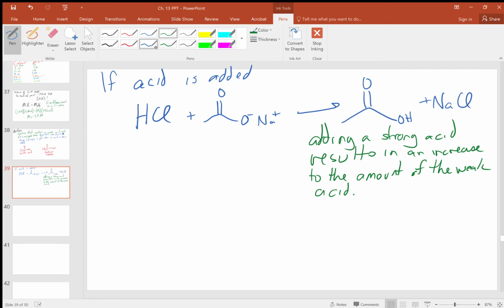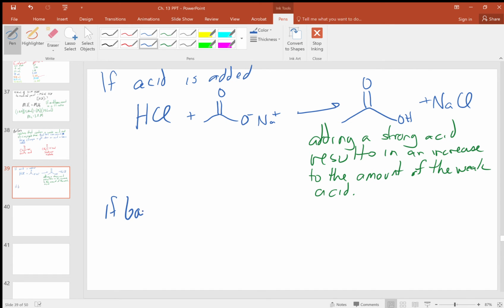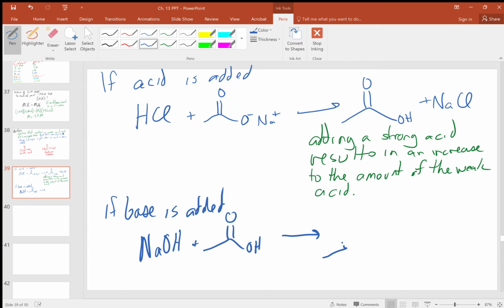And we get a similar result if we add a base. So we could add something like sodium hydroxide, and that'll react with the acetic acid, which is the weak acid, to form a small amount of the weak base, sodium acetate, plus a byproduct, which here is water.